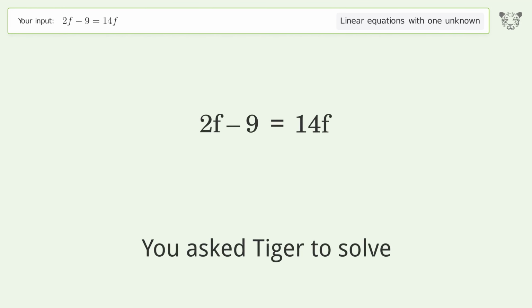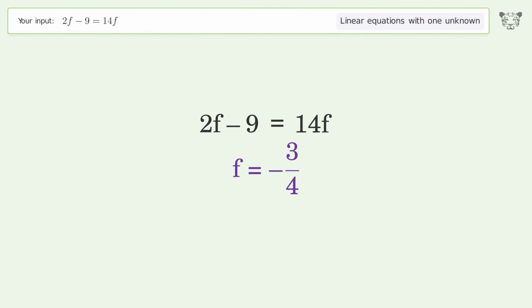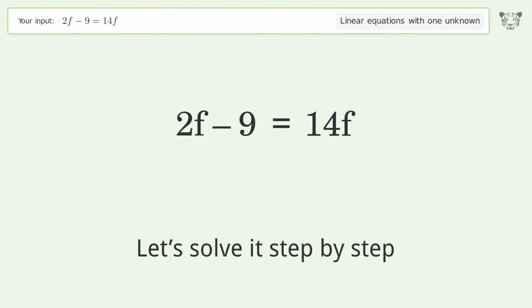You ask Tiger to solve. This deals with linear equations with one unknown. The final result is f equals -3/4. Let's solve it step by step.